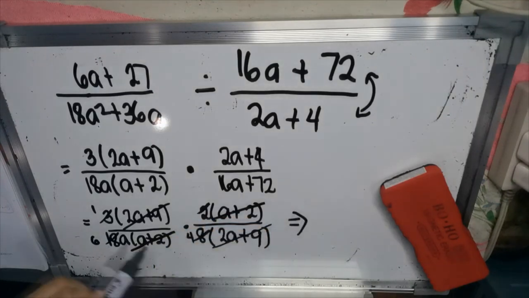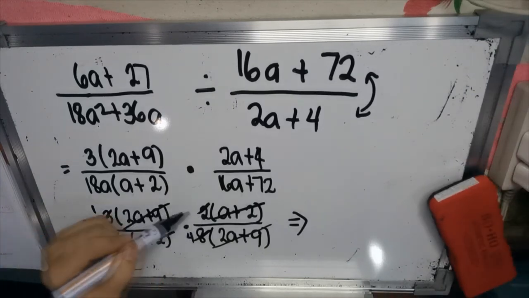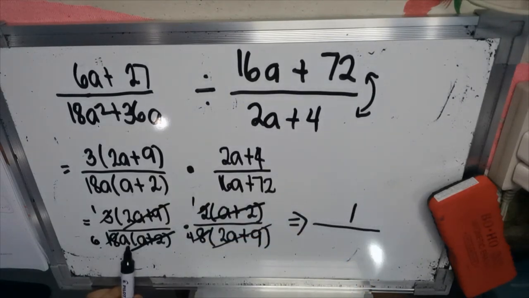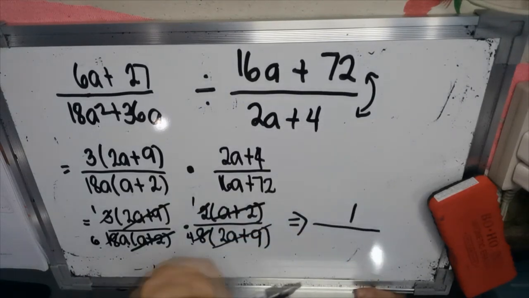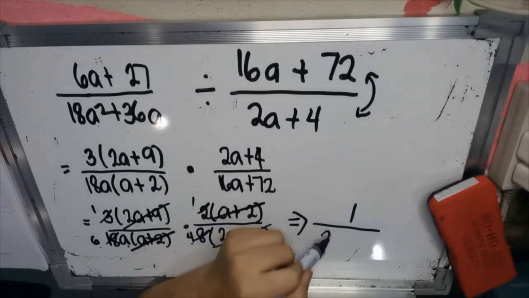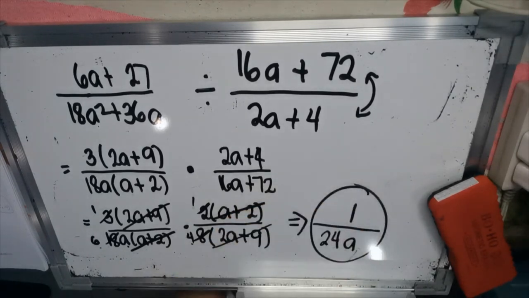So, proceed, numerator sa numerator, denominator sa denominator. So, since 1 na natira dito, so 1 times 1, I have here 1. 6a times 4, so that would be 24a. Final answer. Okay, nagets ba?